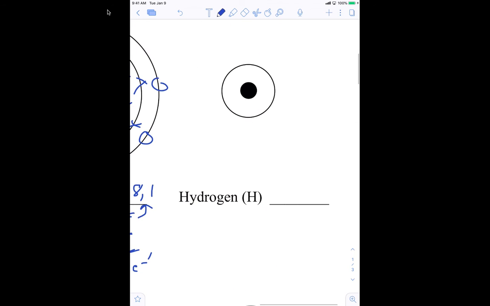All right, let's try one more. See if you can find hydrogen on the periodic table. Hydrogen's the king. He's number 1, which means he has 1 proton, and that 1 proton equals 1 electron. Electron configuration: how many can fit in the first shell? 2. How many do I have? 1. So my electron configuration is 1. Well, that's pretty easy.